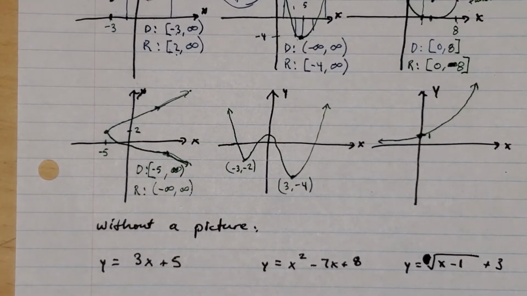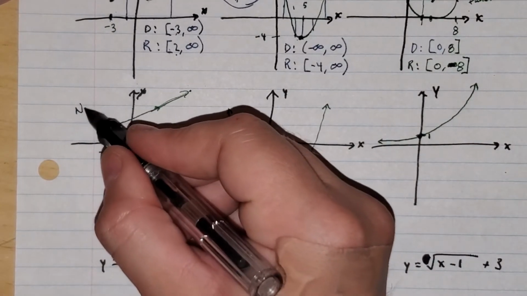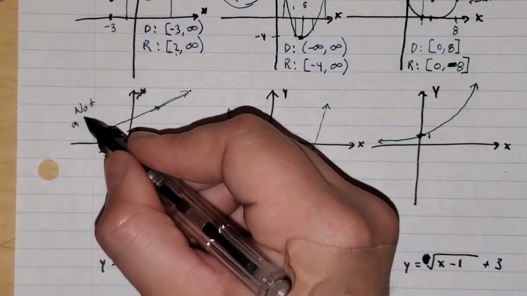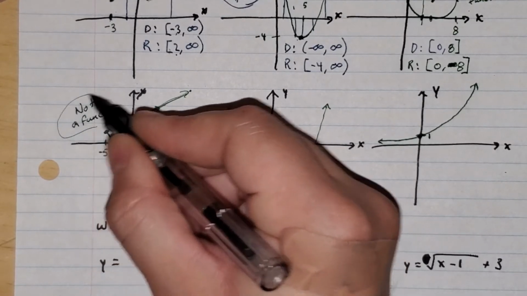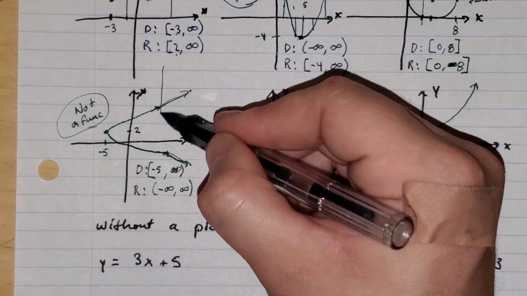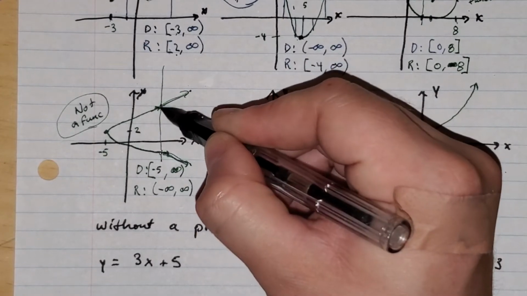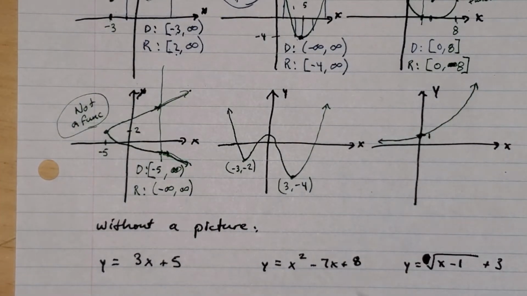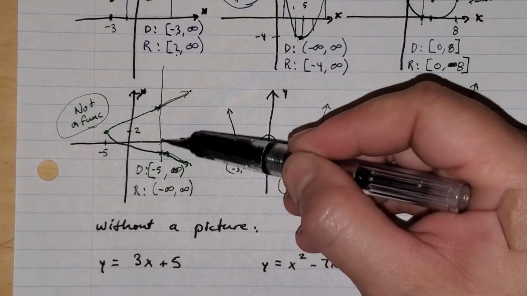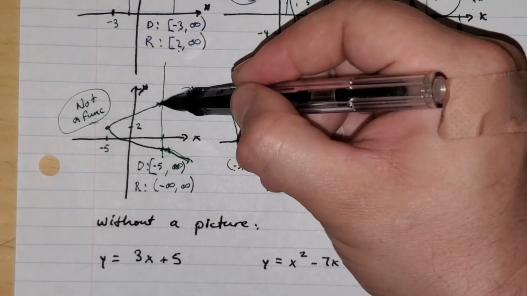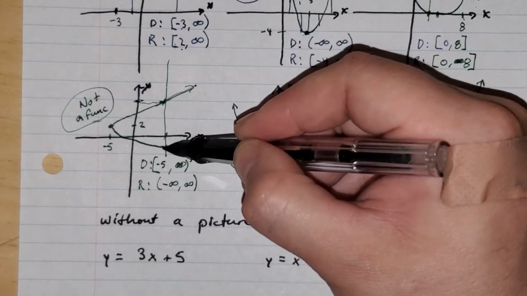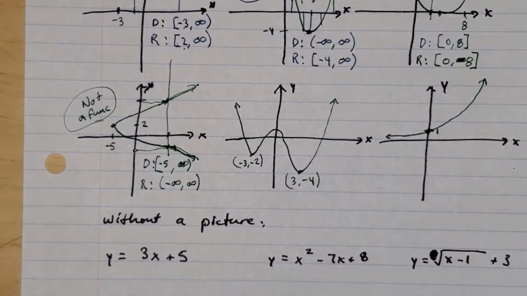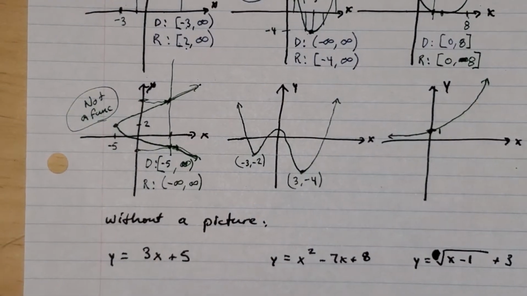Okay? Is it a function? We're going to say no, it is not a function. Okay? Not a function. Why? Because a vertical line hits in two places. So for one input, which is the x value, we have what? Two outputs. That violates the definition of a function.